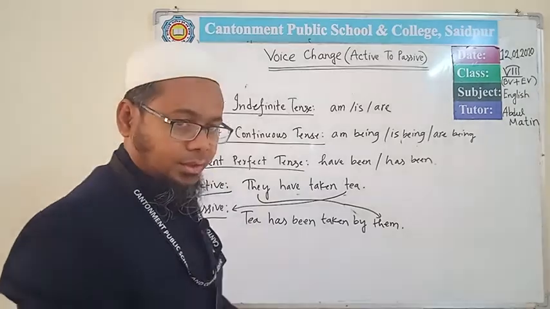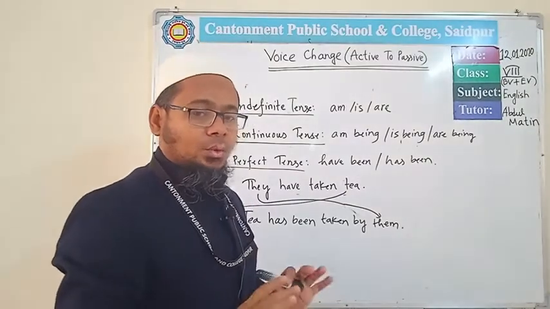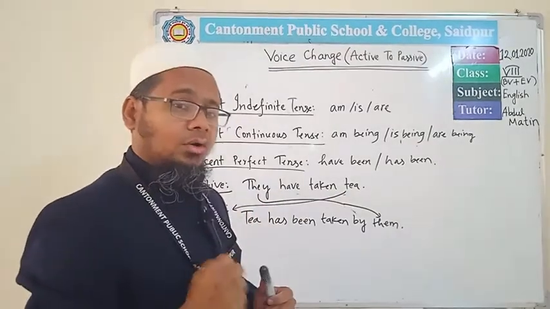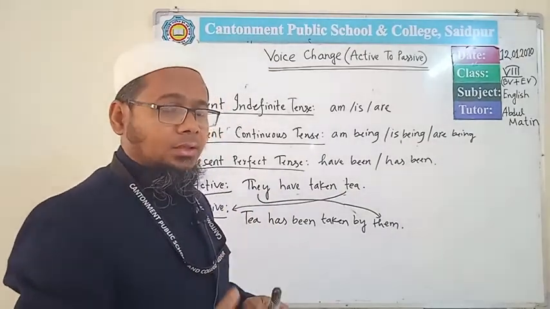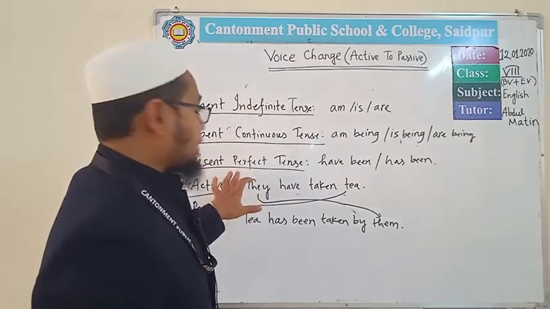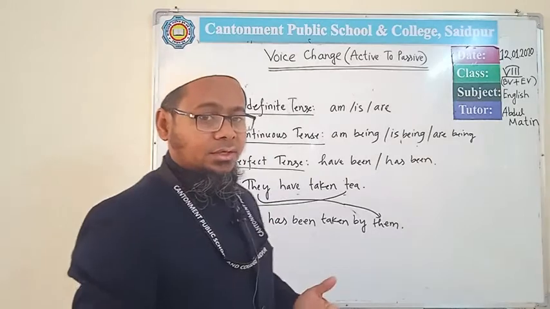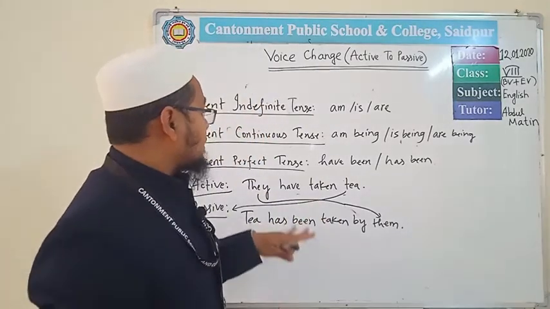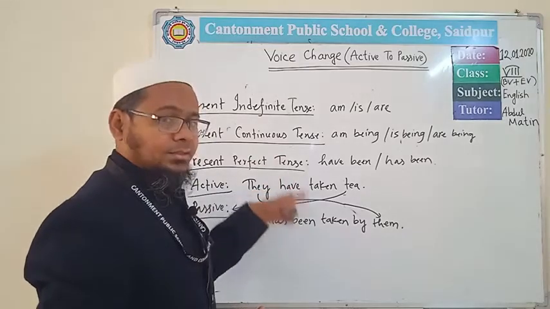So what are the things here? First you have to know what is the structure of tense and what is the structure of voice to make it passive voice. So present indefinite tense, present continuous tense, and present perfect tense. These are the things to make into passive voice of all of the present tenses.